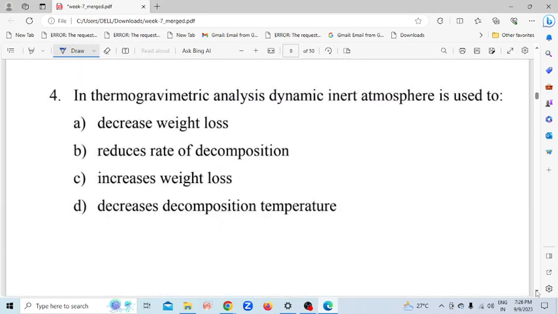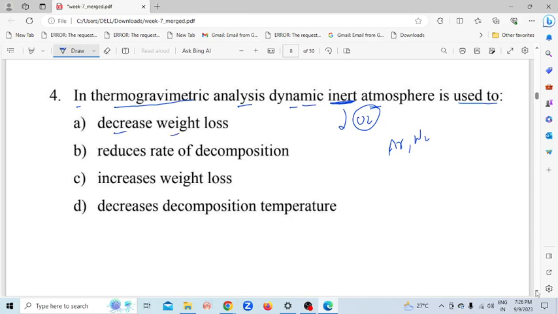Then question number 4. In thermogravimetric analysis, a dynamic inert atmosphere is used. Inert atmosphere means you are not using oxygen, because oxygen can react with many samples and oxidize your sample. So suppose we are making an inert atmosphere like argon or nitrogen. What will happen? Why are we using an inert atmosphere?